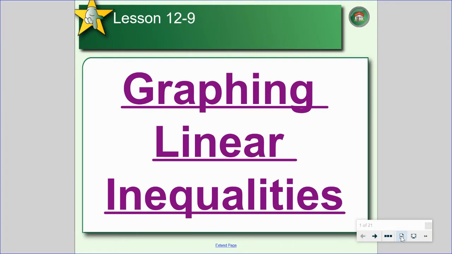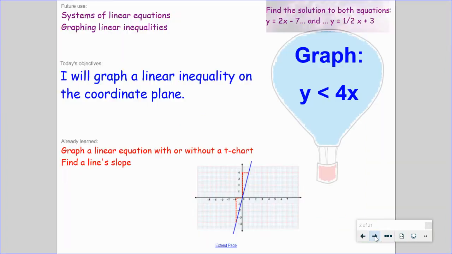Mr. Cowan here helping you with graphing linear inequalities, Chapter 12, Lesson 9. Goal for today, graph a linear inequality on the coordinate plane. Now think about where we've been. We've been graphing linear equations. Now it's time to move on to linear inequalities.